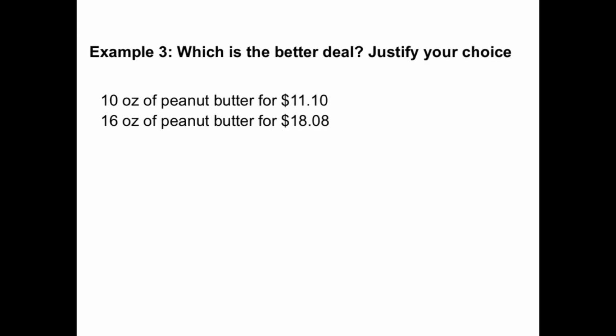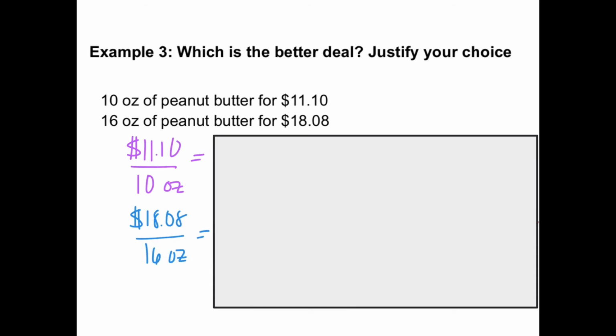The final set of problems in these notes is going to be using the unit rate to figure out which is the better deal economically. So in a nutshell, what we're going to be doing here is figuring out, okay, well, if 10 ounces of peanut butter costs $11.10, how does that compare to 16 ounces of peanut butter that costs $18.08? And the only way to really figure out which one is the better deal is to figure out how much it's costing for 1 ounce of peanut butter in each of these situations.